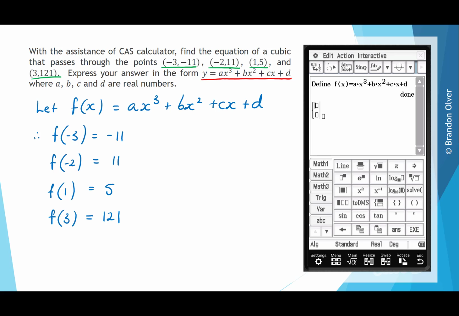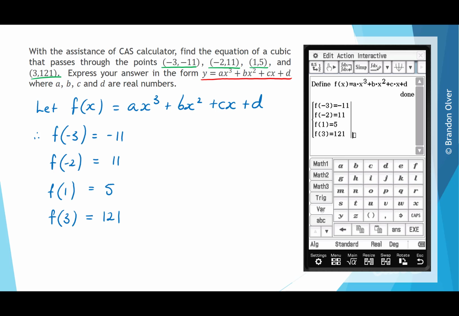And next we can set up a system of simultaneous equations that we want to solve in the CAS calculator. So we know that f of, and if we change this to -3, that will equal -11. And then we know f of -2 will equal 11. And if we have f of 1, that will equal 5. And finally, f of 3 is equal to 121. And we want to solve this system for a, b, c, and d.